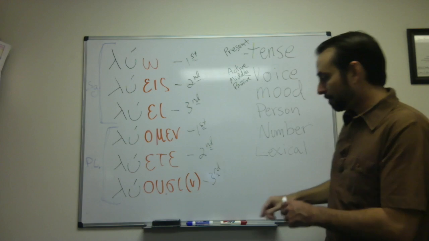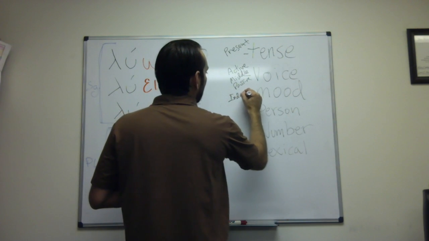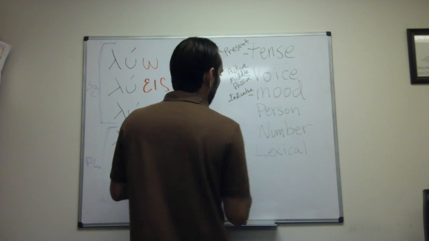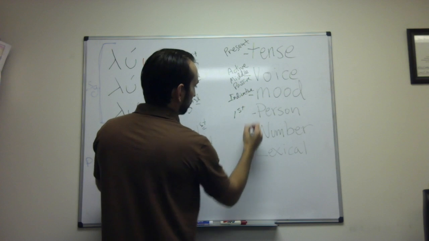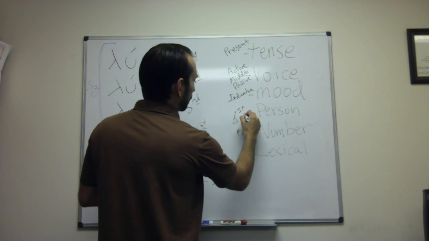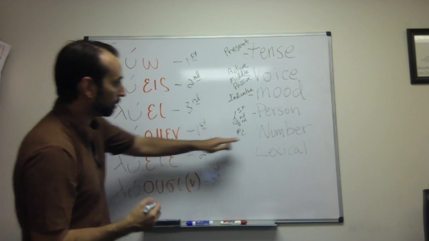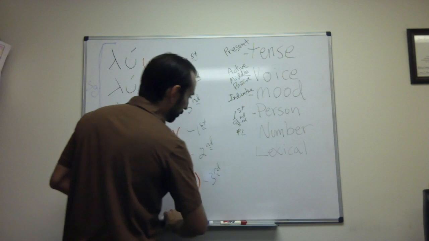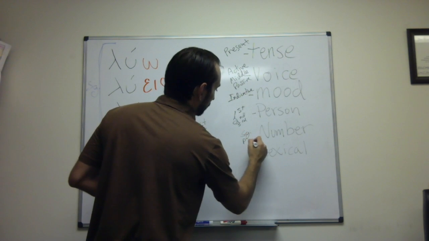Present, active, and then right now you're only learning one mood and it's going to be indicative. And then it's going to be first person, plural. That would be that one. So with person, you have three options, first, second, or third. And then with number, you have two options. I'll abbreviate, singular or plural.